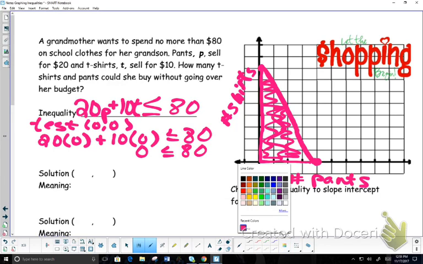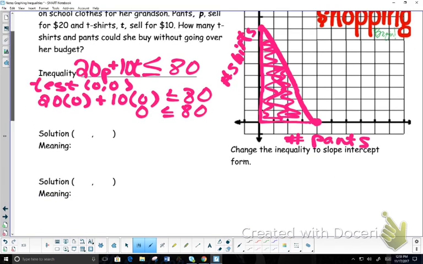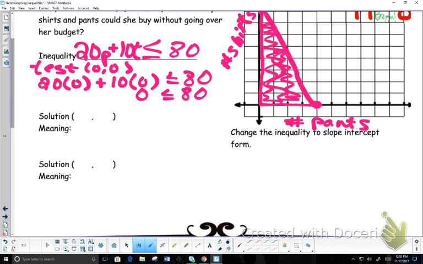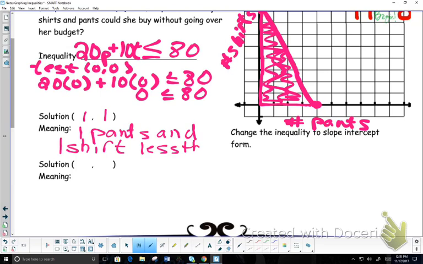So figure out a solution for me. Tell me a solution from our graph. (1, 1). That means what? I got one pair of pants and one shirt. There's more information to tell me. What is it? That's below $80, and it's less than $80.